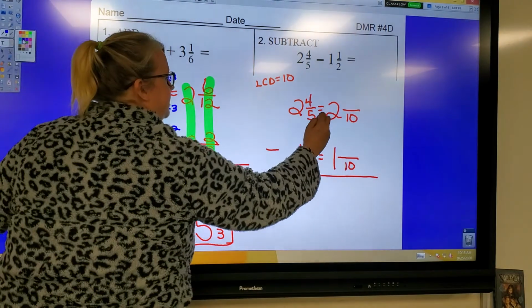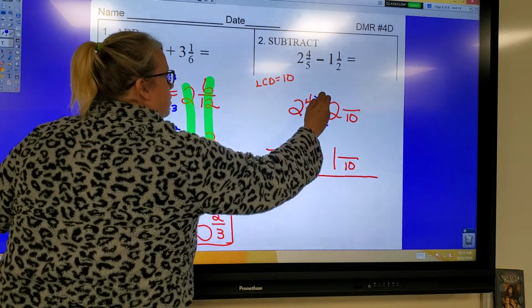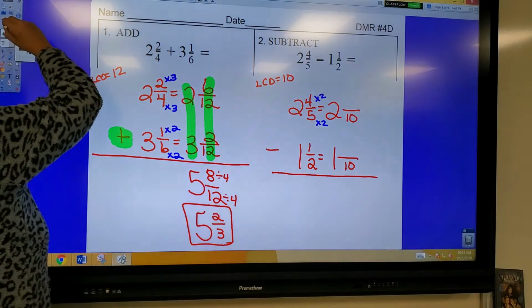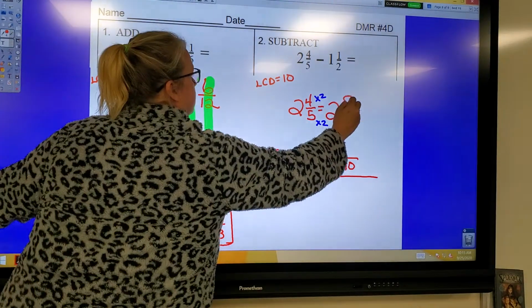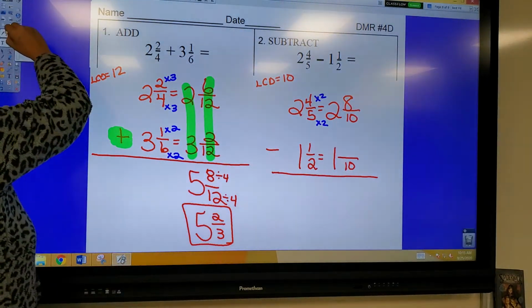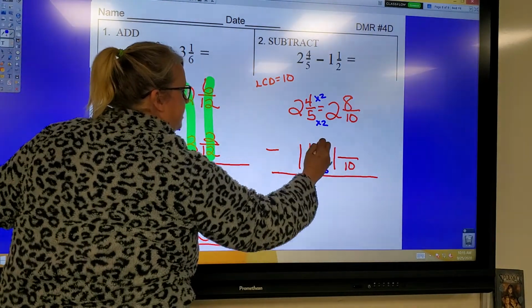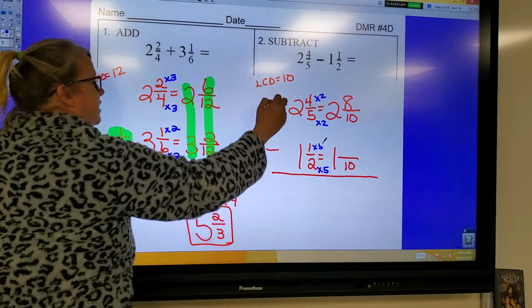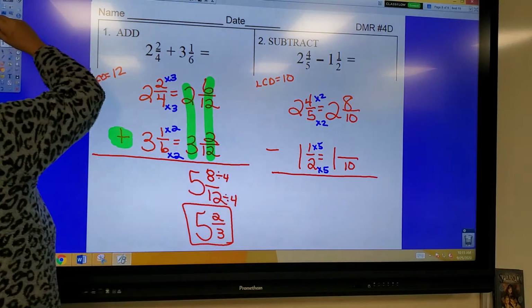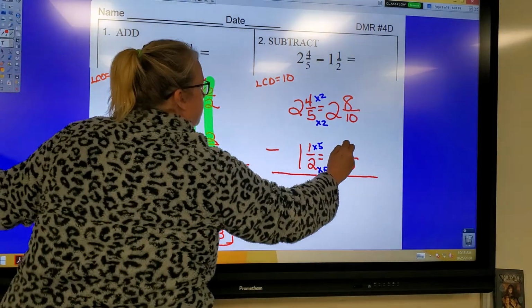5 is changing to a 10, so that's 5 times 2. So we need to do 4 times 2, which is 8. And down on the bottom, 1/2 is changing to a 10. 2 times 5 is 10, so I have to do 1 times 5, which is 5.